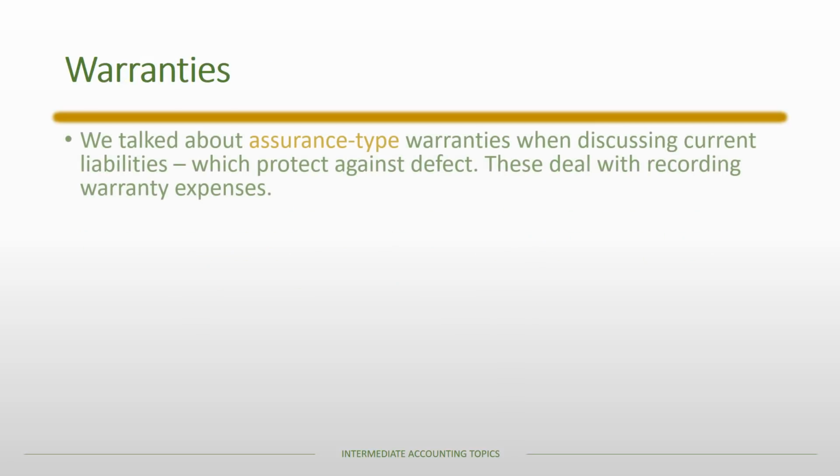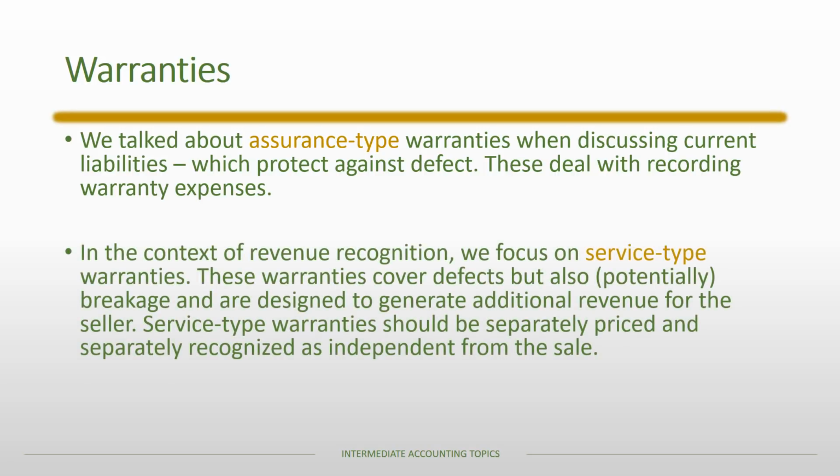Warranties. Previously, when we talked about current liabilities, we would talk about assurance type warranties, which basically protect against defect. Those warranties really are about when we record a warranty expense. What we're talking about here is a service type warranty, and so this is an additional source of revenue. We're not talking about a warranty expense. We're talking about a type of revenue.